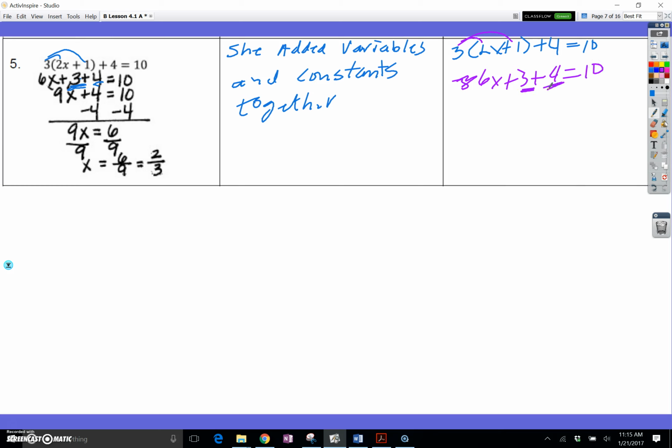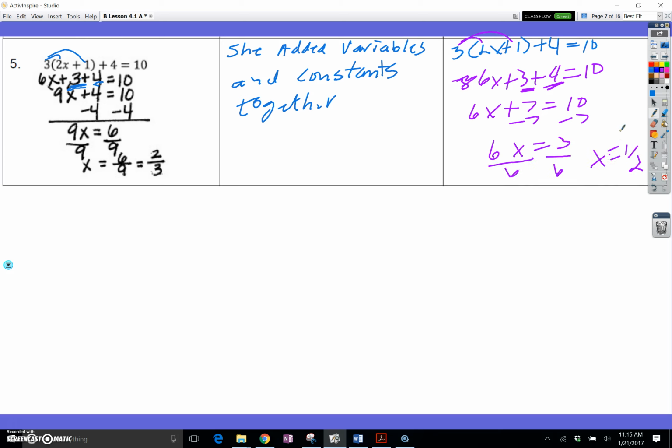I can combine the 3 and the 4 because they both don't have variables. So that would be plus 7 equals 10. Then when I minus 7, it would be 6x equals 3. Divide both sides by 6 to get x equals 1/2. Okay, so that was the correct solution.